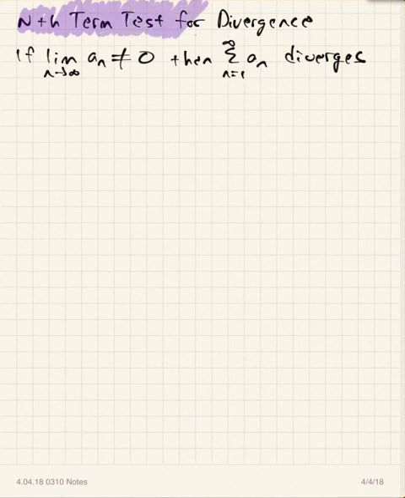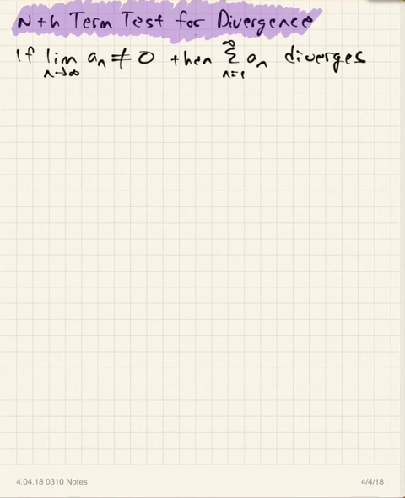And what this is saying is that this is a test to prove that a series diverges. Not that a series converges, but that a series diverges. And what this is saying is, if you can take the nth term of the series and show that it does not go to 0, then it's got to be the case that that series has got to diverge.